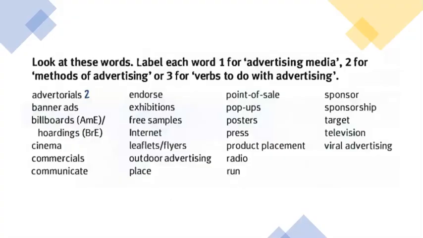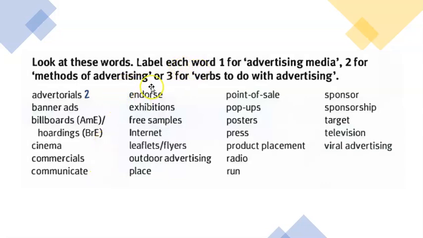Now, what way can people advertise? Well, there are many ways, of course. Look at these words. Label each word number 1 for advertising media. Okay, if the word is an example of advertising media, it's number 1. Maybe you want to take a piece of paper and simply draw 3 columns, 1, 2, and 3, and you can write the words there, okay? Because I will give you the answers here. You do not need to submit this one.